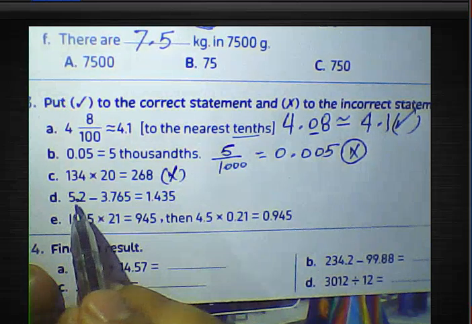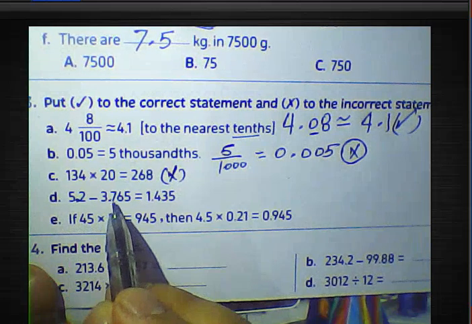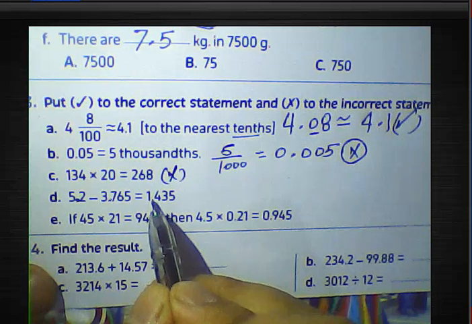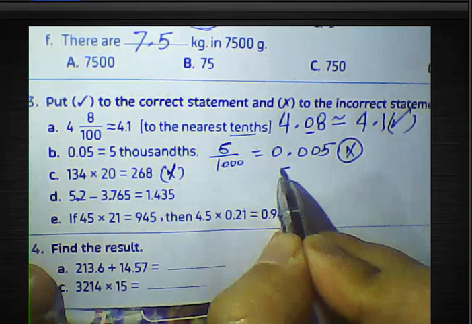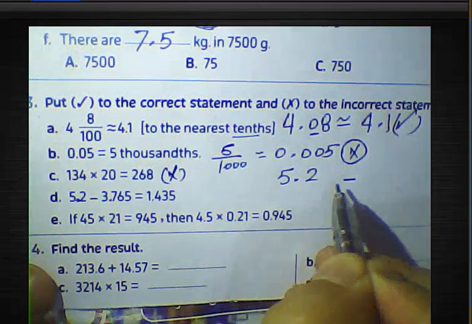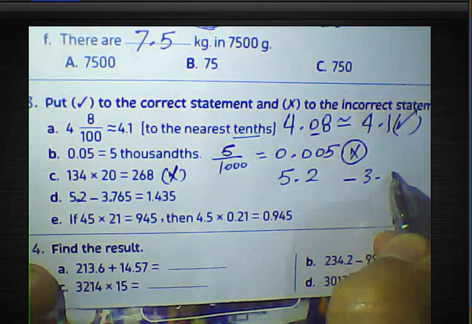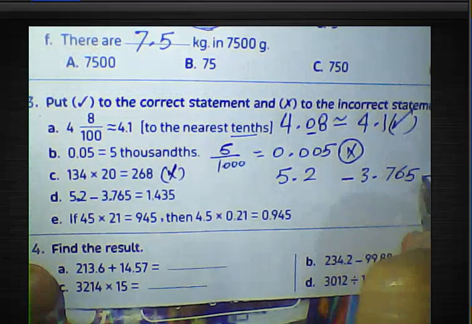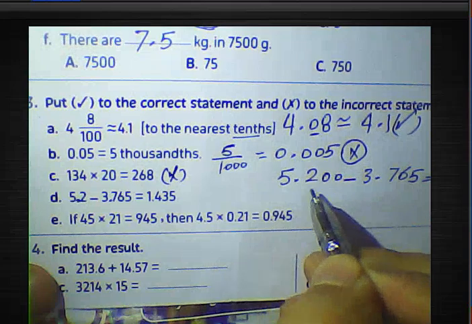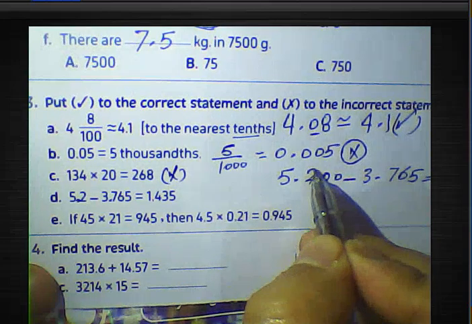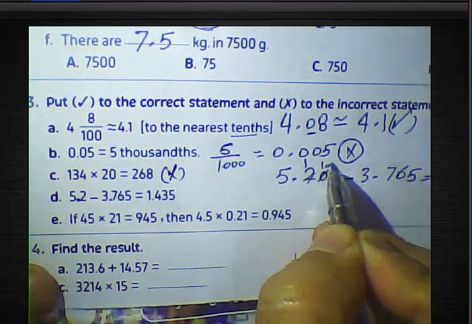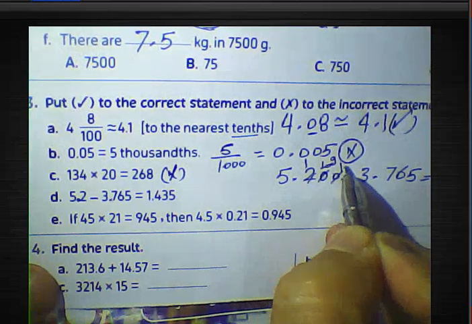What about 5.2 subtract by 3.765? Will it be this number or not? First, we can find the result by subtraction. 3.765. We can write here double 0. 0 minus 5, we can do it. Borrow 1 from 2, it will be 1. 0 will be 10. Minus 1 will be 9. And it will be 10.